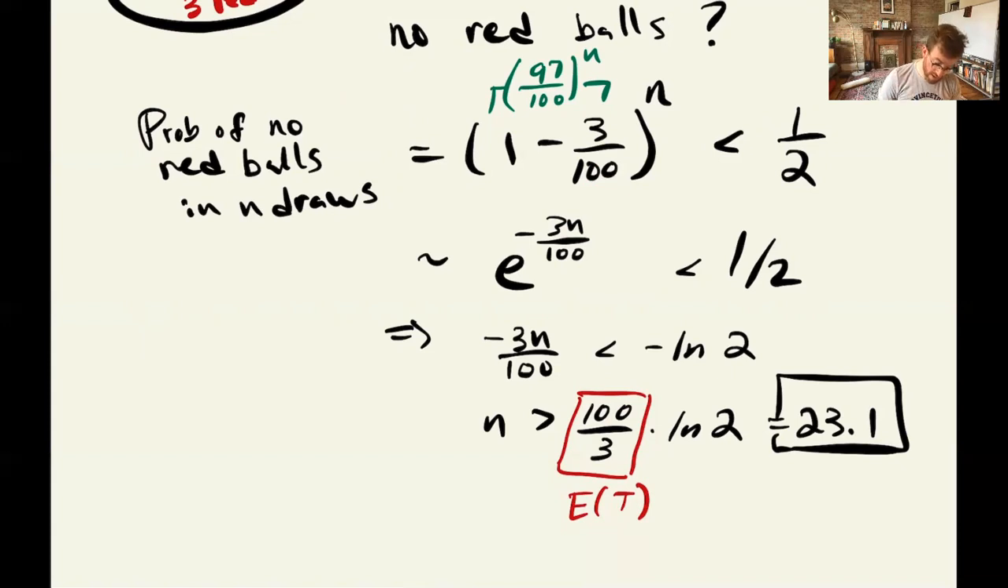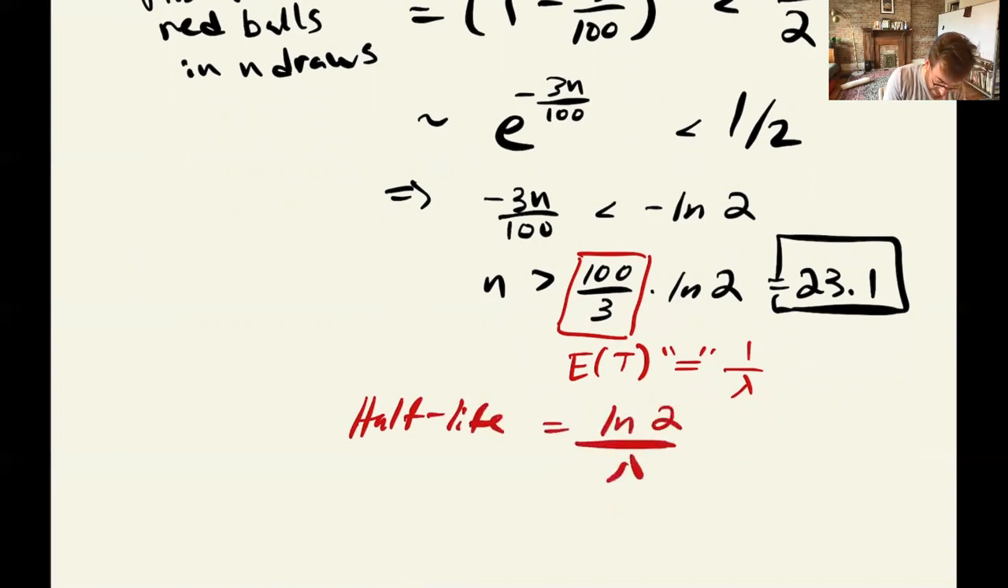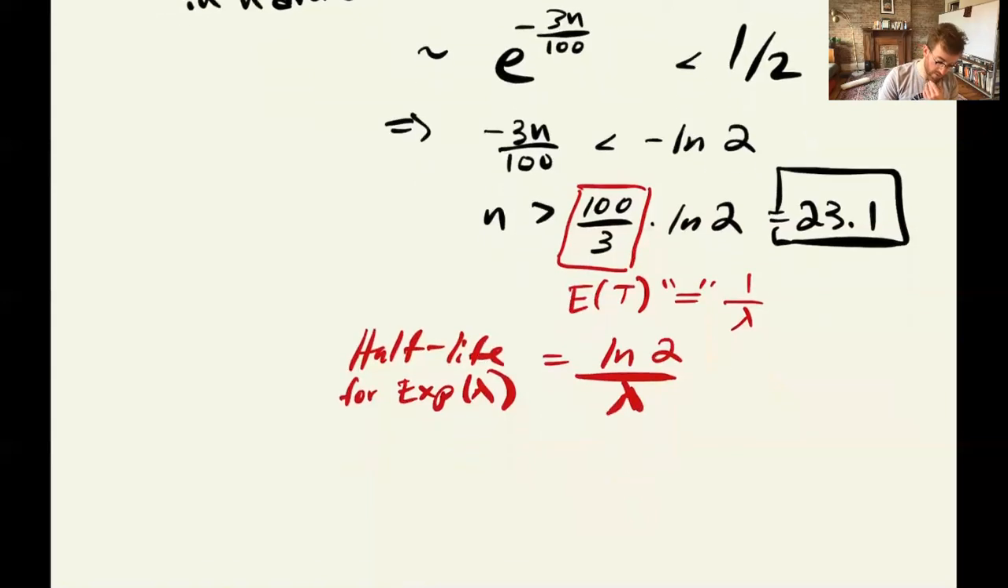And notice again that when we think of this expectation as equal to 1 over lambda, then we have exactly the median formula for the exponential distribution, which is natural log of 2 divided by lambda. So these are very fruitful things to think about, maybe a little more deeply.